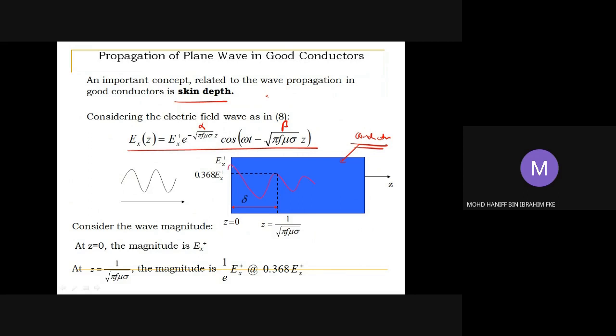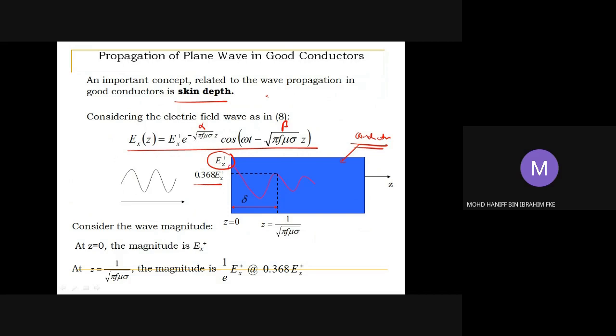If we assume that the initial amplitude of the wave once it enters the conductor is given by E positive, there is a distance in which the amplitude of this wave will be reduced to 0.368 of the initial amplitude. So this particular distance is what we call the skin depth. In other words, skin depth is the depth in which the amplitude of the wave has been reduced to 1 over e of the initial amplitude.